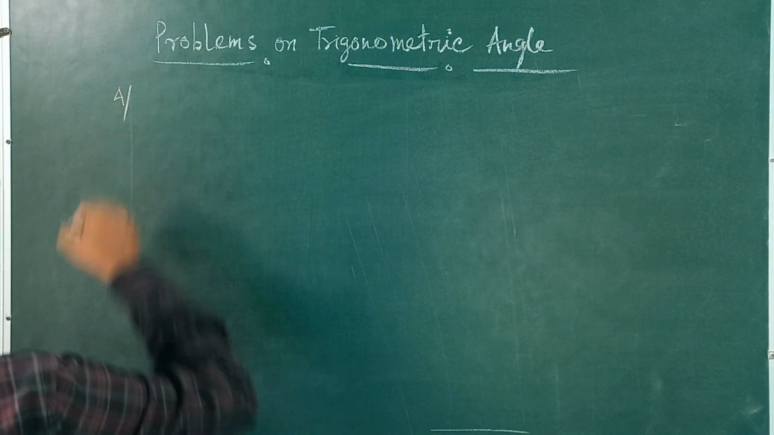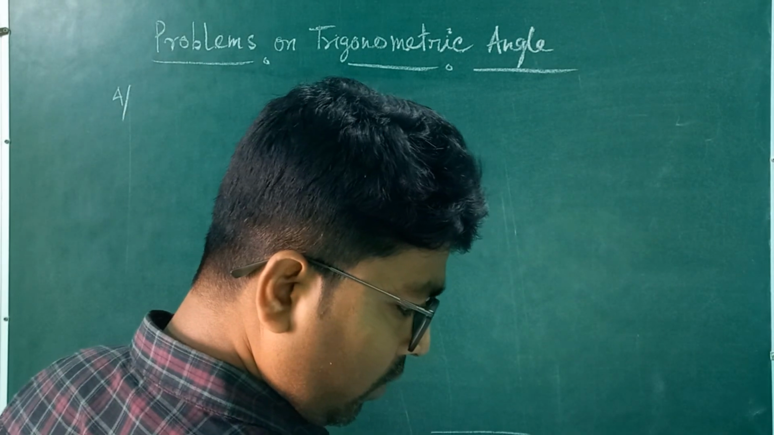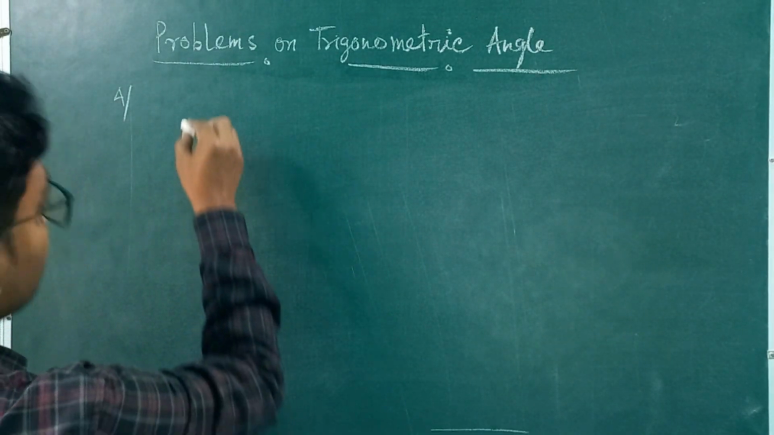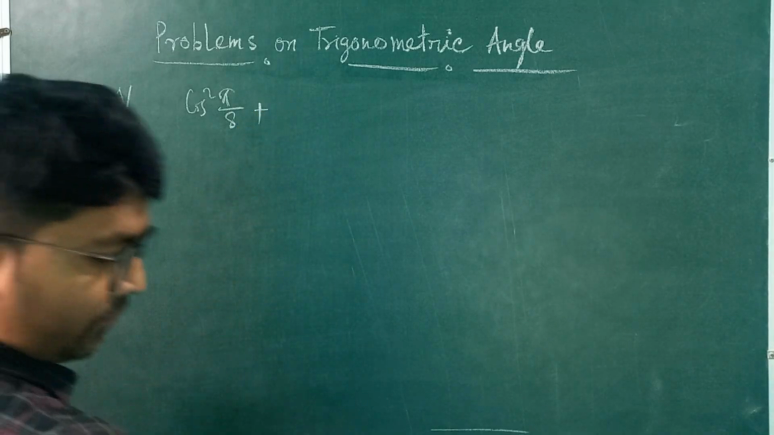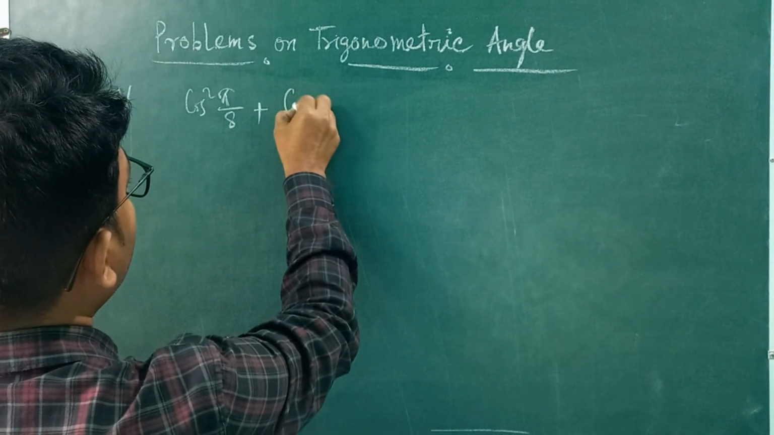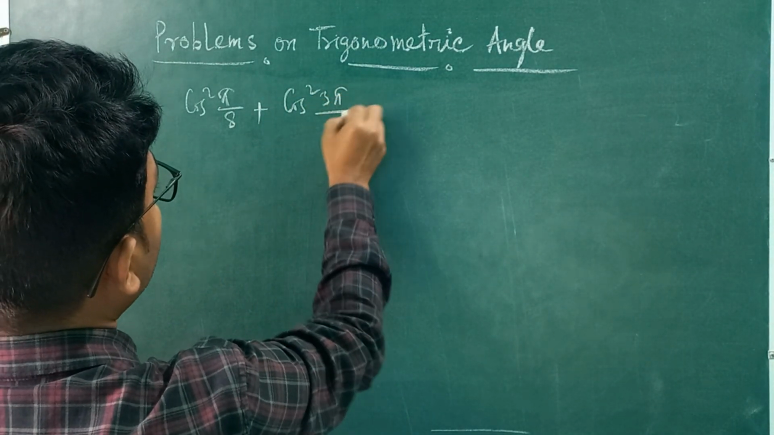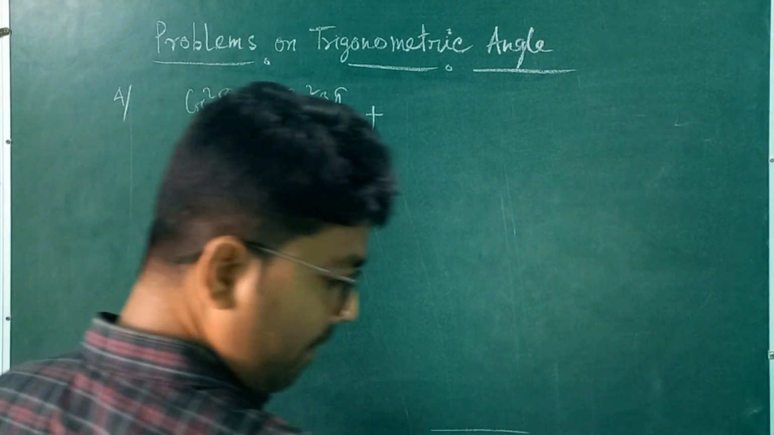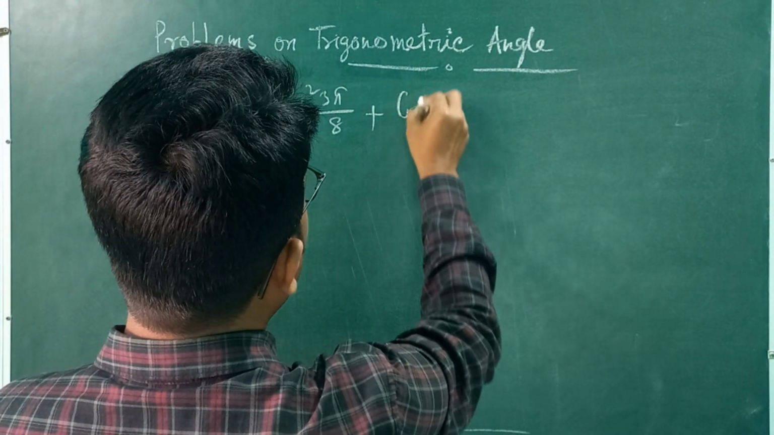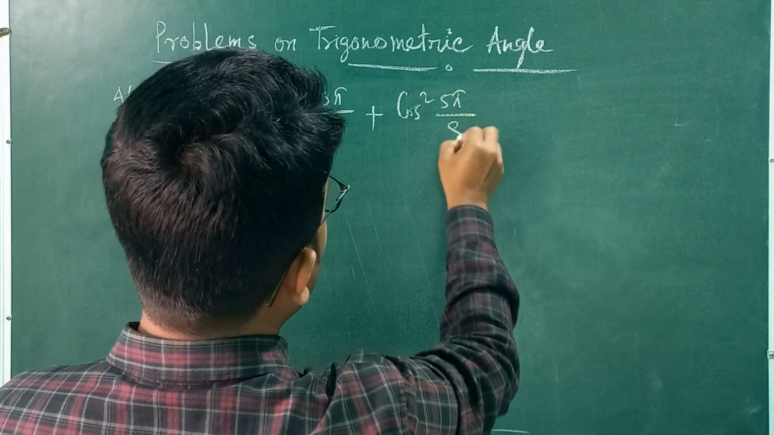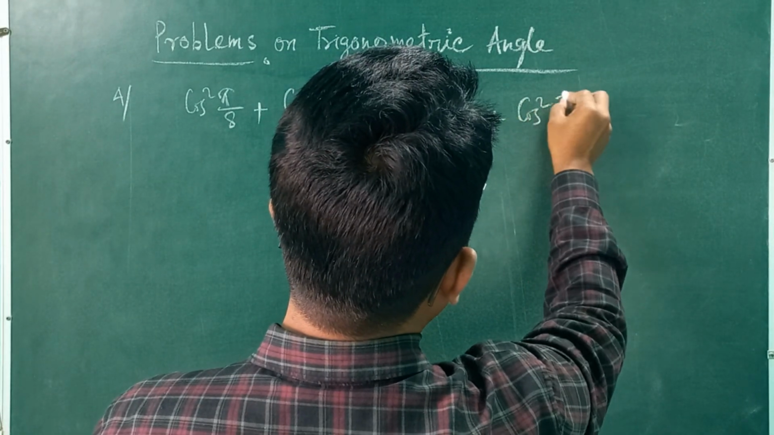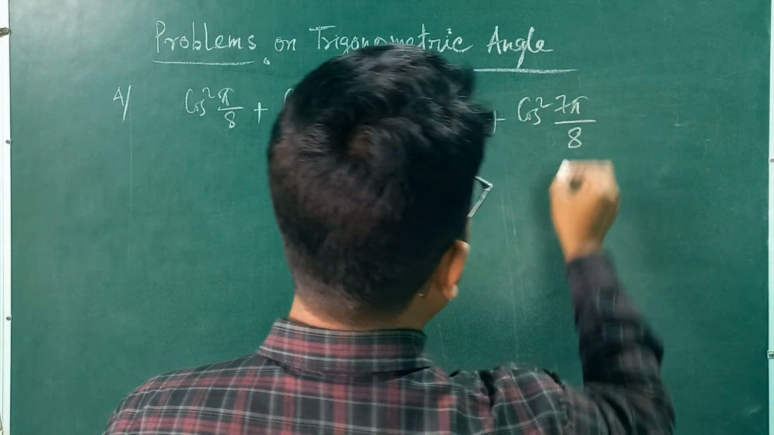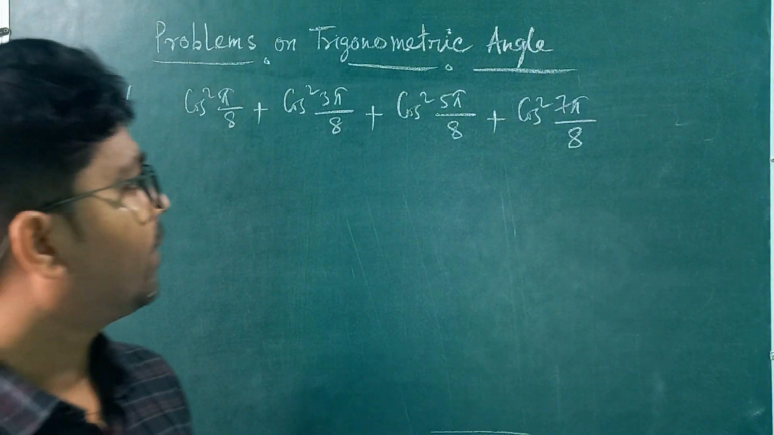Fourth problem. What is the problem? Cos square pi by 8, cos square 3 pi by 8, cos square 5 pi by 8, and cos square 7 pi by 8. We have to calculate the value.